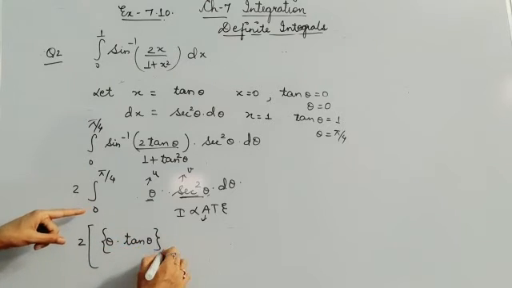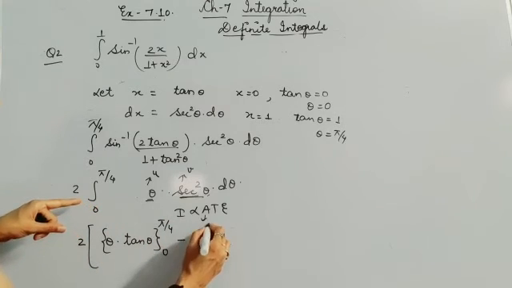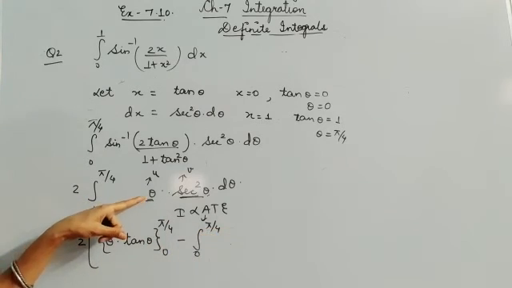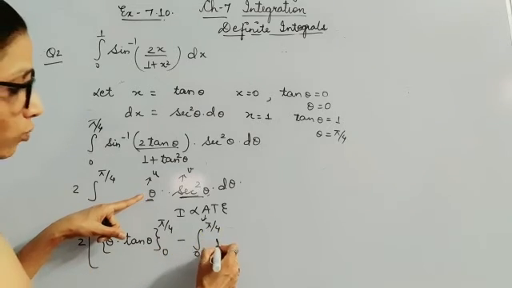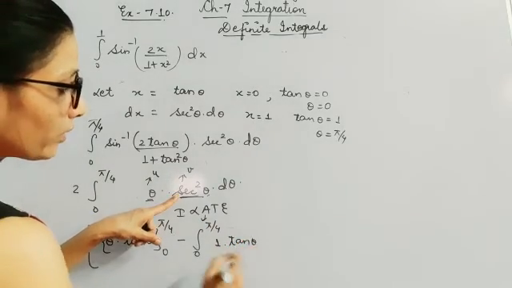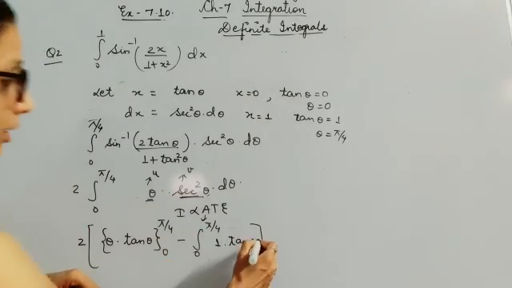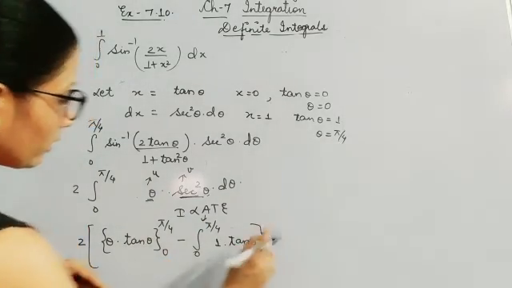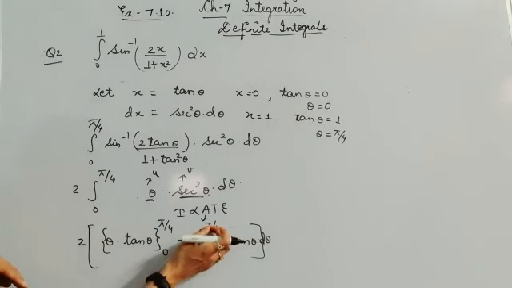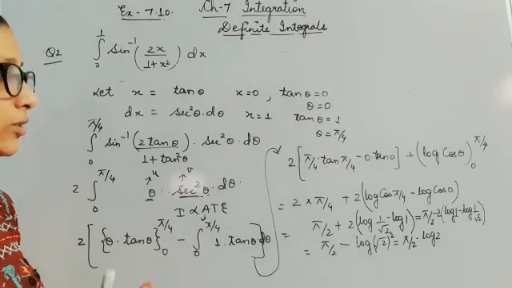with limits 0 to pi by 4, minus integration from 0 to pi by 4 of the differentiation of the first with respect to theta, which will give me just 1, and the integration of sec square theta, which will just give me tan theta, into d theta. Alright, now again I will be solving it. Now again this is 0 to pi by 4, integration of tan theta. You can pause and see the solution, children.